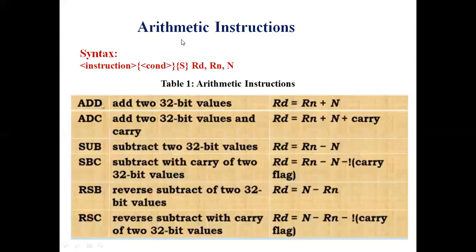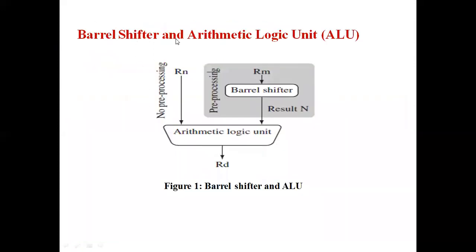Arithmetic instructions implement addition and subtraction of two 32-bit signed or unsigned values. Consider the barrel shifter and the arithmetic logic unit. Here, any arithmetic instruction like the ADD instruction may sometimes use two operands, where one operand is preprocessed, but the other operand is not preprocessed.